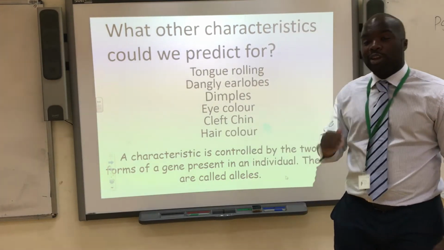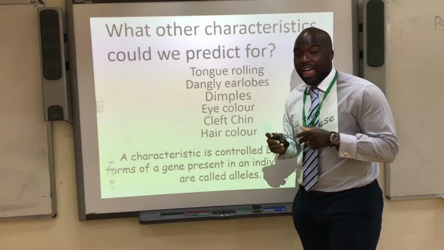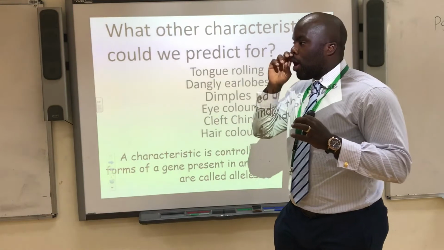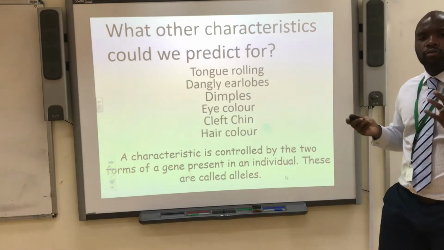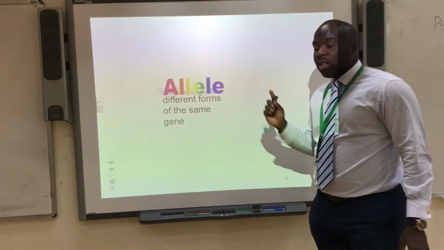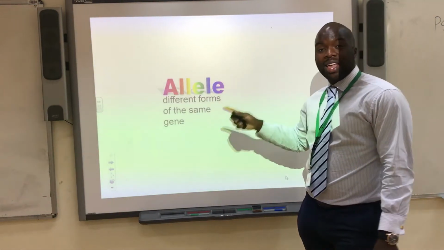Now we're going to start to look at keywords that you need to understand before we can actually look at working out the probability of inheriting, for example, whether you can roll your tongue or not. So, let's look at these keywords. The first one is allele.